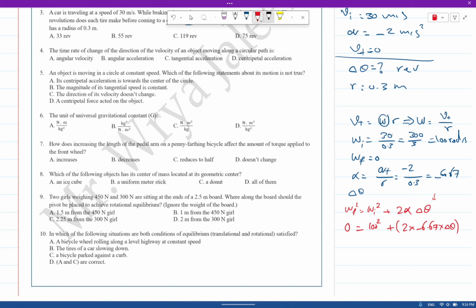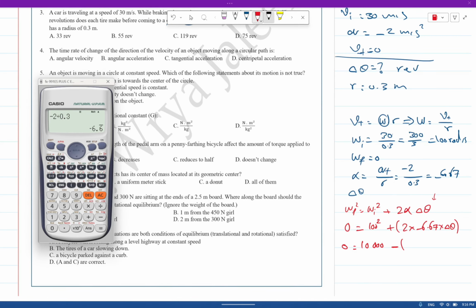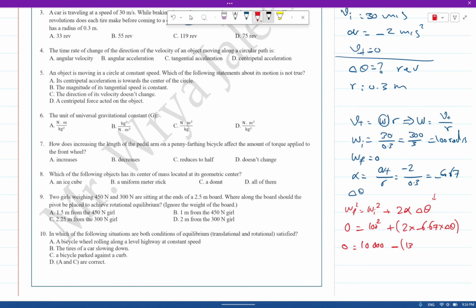So that is 0, it is equal to 10,000, right? We could say minus 2 times -6.67. Let's see what that equals. 2 times, let's just put the negative aside, 6.67. That is going to be 13.34. Let's just remove this one, 13.34 delta theta. Now this is negative. If we take this one to the other side, of course, it's going to be positive. So we'll say positive 13.34 delta theta is equal to 10,000 radian per second.